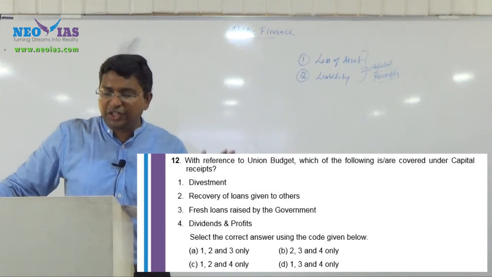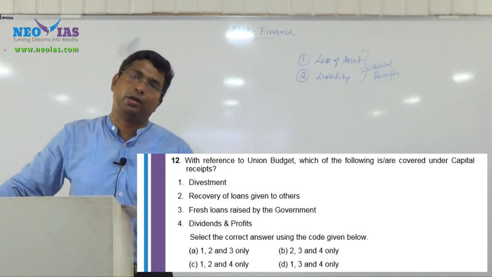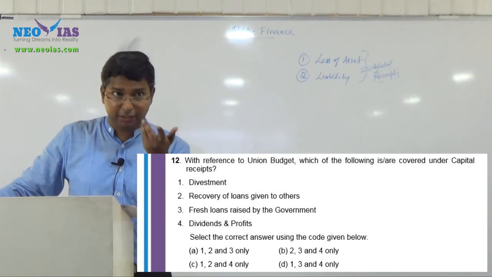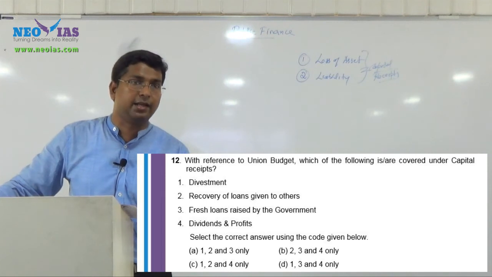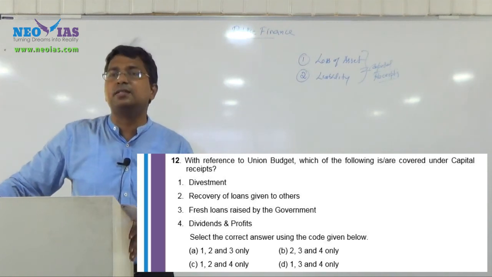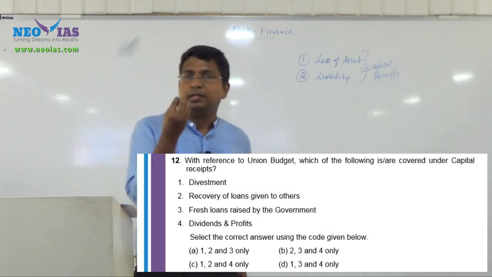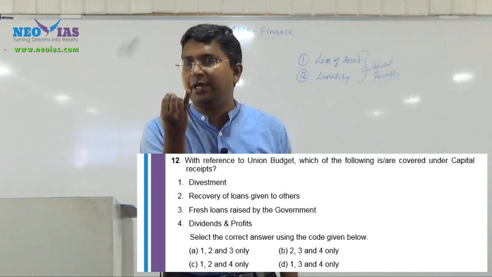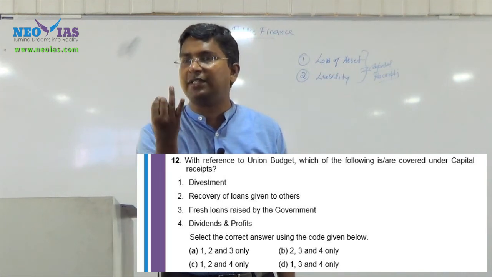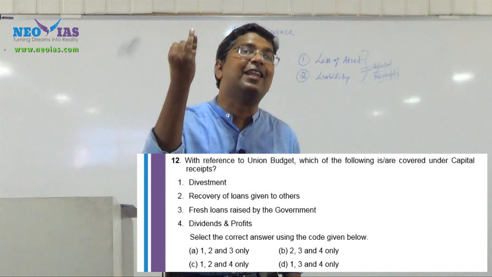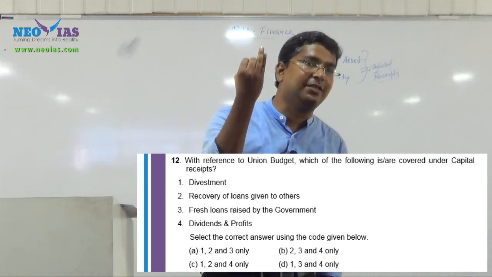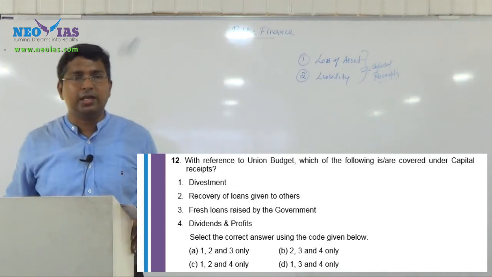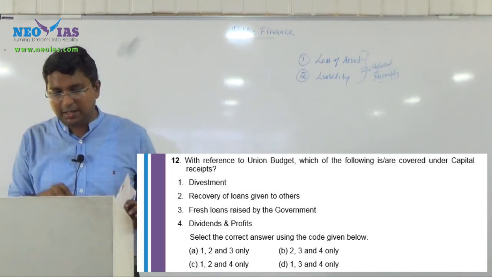And the third one, fresh loans raised by the government. It's a liability. So already you got the answer, because only one statement has to be wrong. We have not seen the fourth yet. All the 3 are correct. 4th statement, dividends and profits. Now that's again a receipt. Dividends, is it creating any liability? No. Is it creating any loss of asset? No. Then it is a revenue receipt. So the 4th statement is wrong. So the answer is 1, 2 and 3.